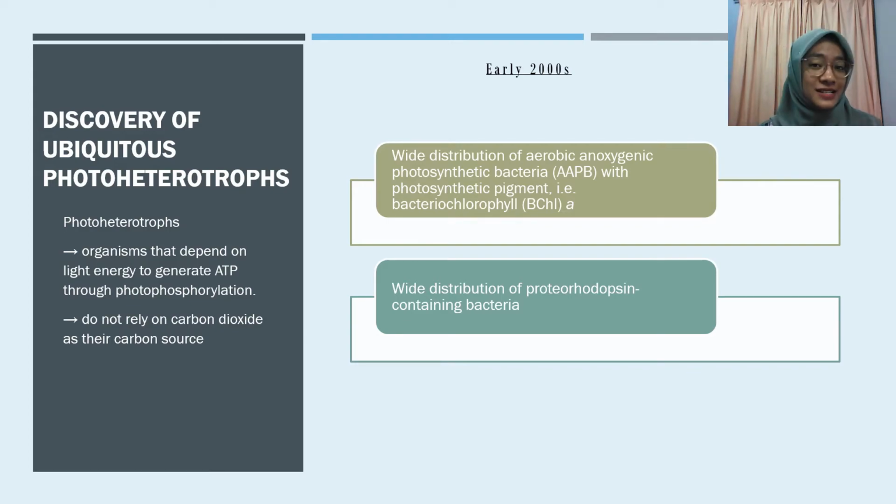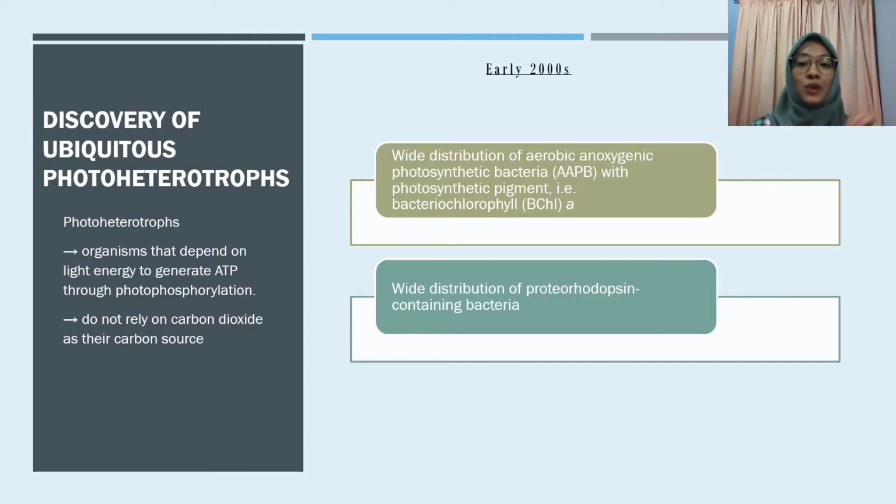Photoheterotrophs are organisms that depend on light energy to generate ATP through photophosphorylation. The photoheterotrophs do not rely on carbon dioxide as their carbon source. What differentiates photoheterotrophs from photoautotrophs is that photoautotrophs make their own food. So in the early 2000s, there were two significant findings.